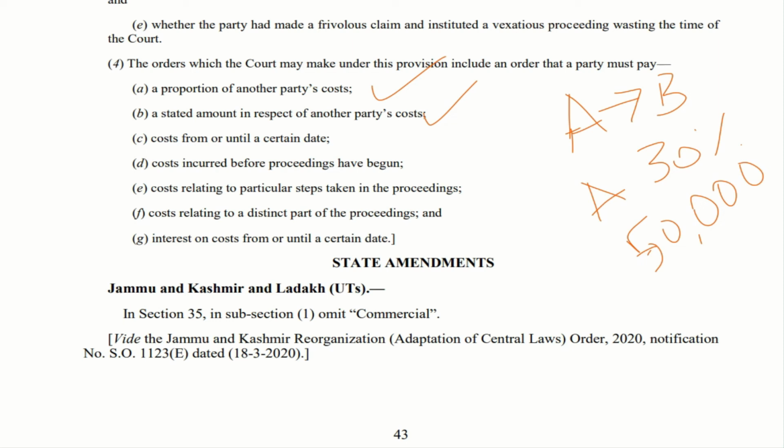So the court will say, B has incurred cost from, say, 1/1/2020. From that date till 22 you have to pay. So here the court is specifying the duration. That is the third point.